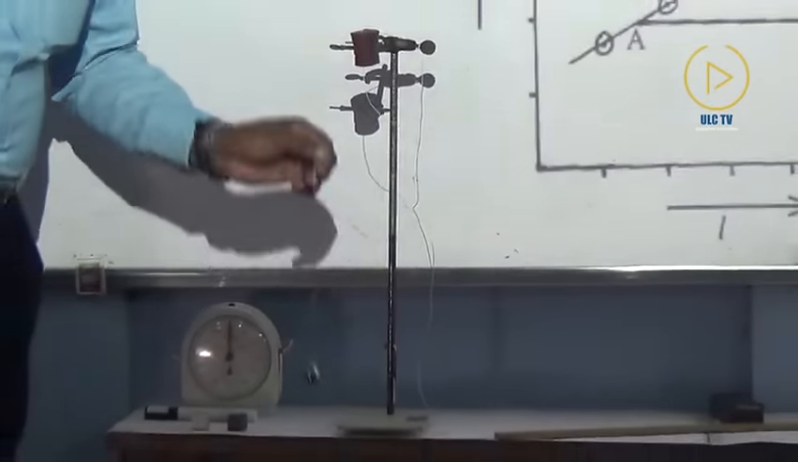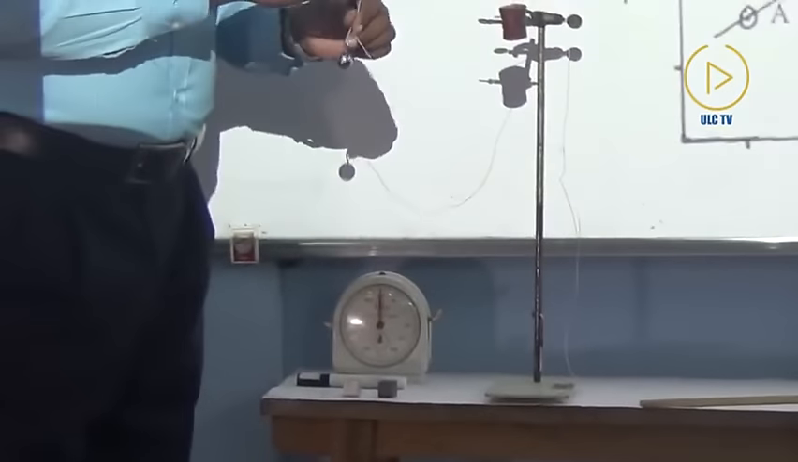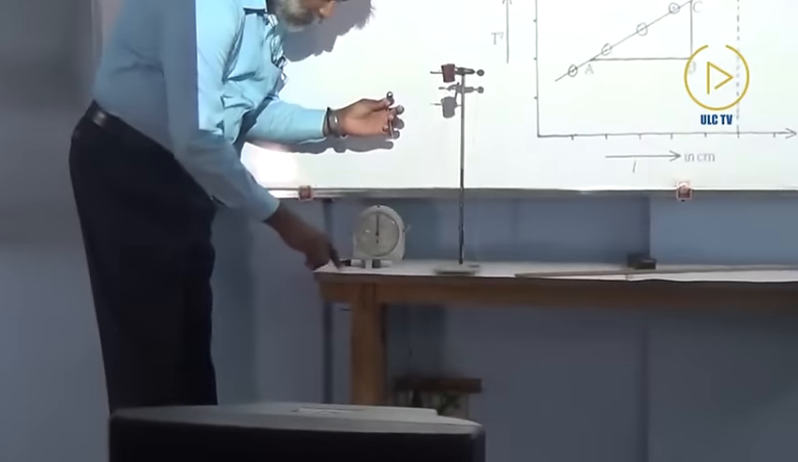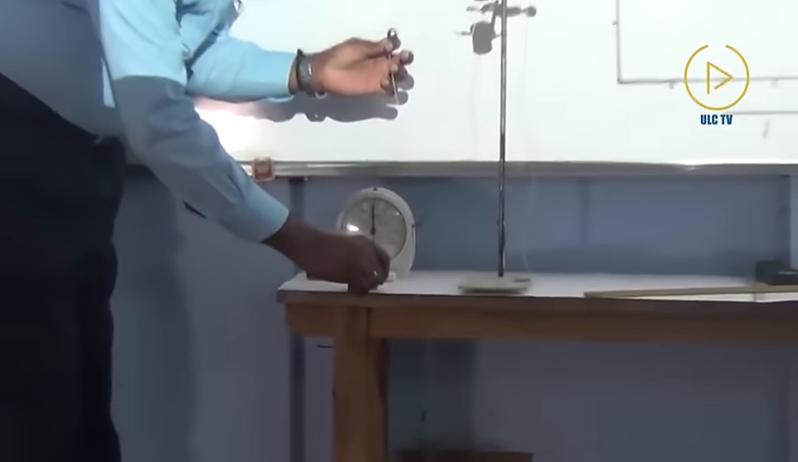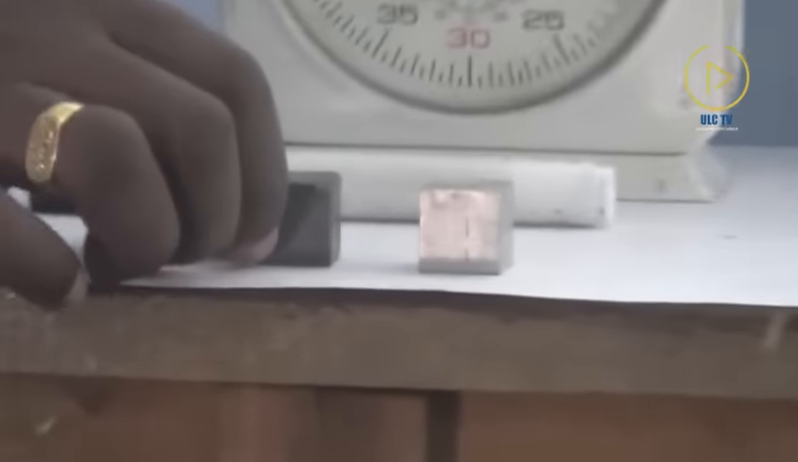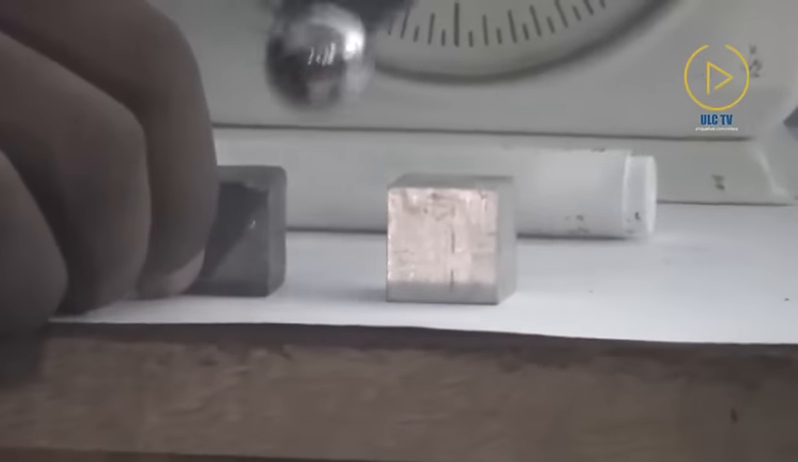First we want to find the diameter of this. So I am taking this and I am drawing a line here. I am placing two blocks. Two blocks are kept here and I am placing the bob carefully in between them. So I kept it here.